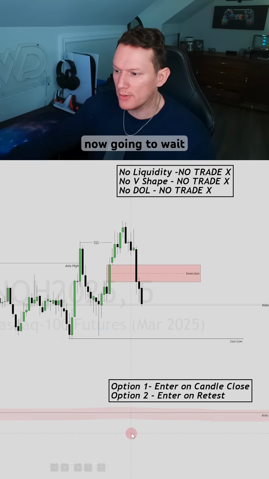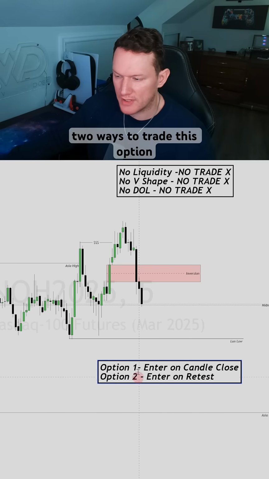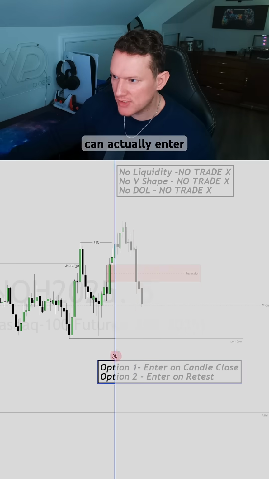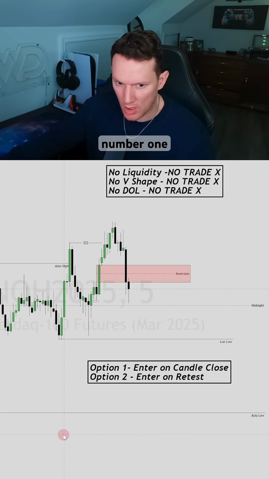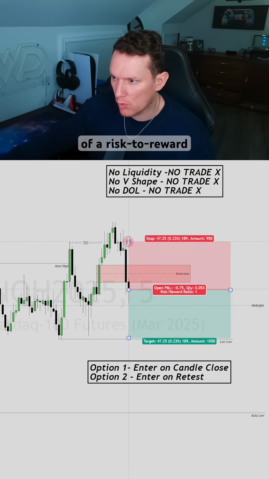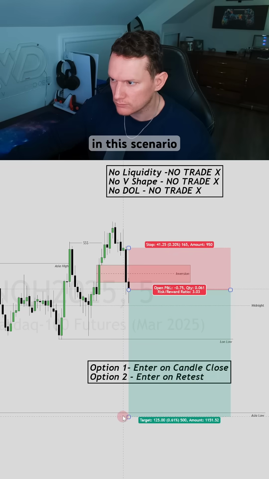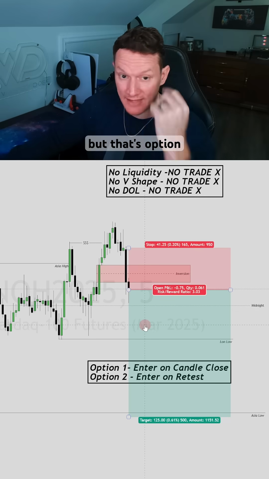Okay, so we're now going to wait for a retest. Again, there's 2 ways to trade this. Option 1, we can actually enter on this candle closure right here. That's going to be option number 1. Okay, you're going to have a little worse of a risk to reward in this scenario, because we're already overextended below the inversion, but that's option number 1.